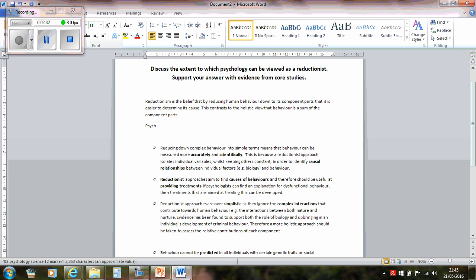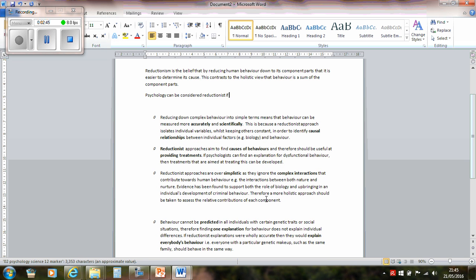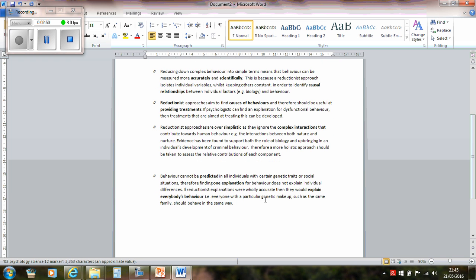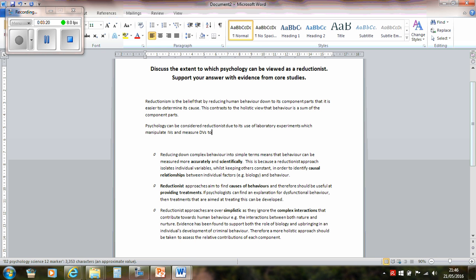So, psychology can be considered reductionist due to its use of laboratory experiments which manipulate IVs and measure DVs to establish causality. You'll see that this is very similar to the psychology and science one. The points that you use are going to be the same, but you're just using them in different ways to answer the question. So reductionists use, so basically an example of a study.